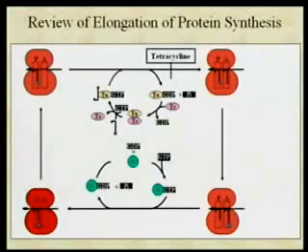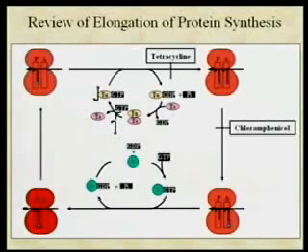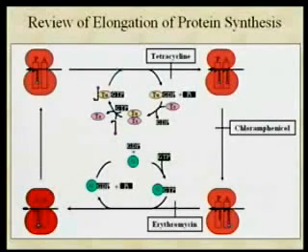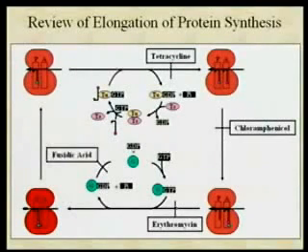Now, there are some antibiotics that block elongation. The tetracyclines are going to block up here. Chloramphenicol is going to block here. Erythromycin and other macrolide antibiotics, this is a group of antibiotics called the macrolides, they block here. And then there's an antibiotic called fusidic acid that blocks there. Again, we'll talk more specifically about what they do when we talk about the individual antibiotics.